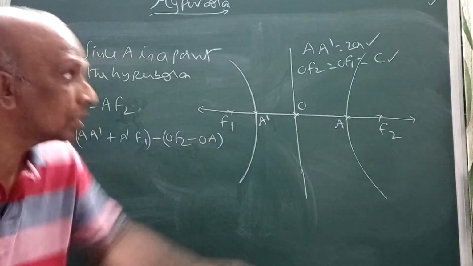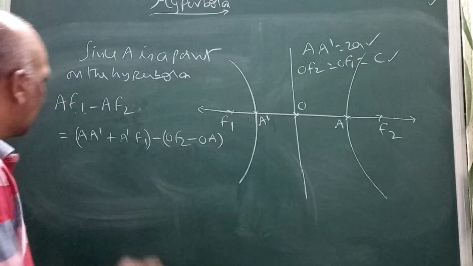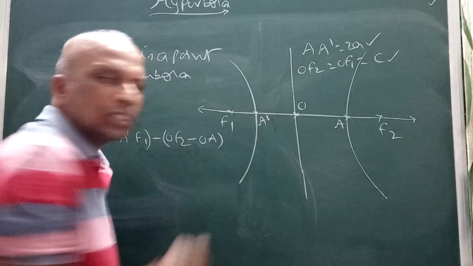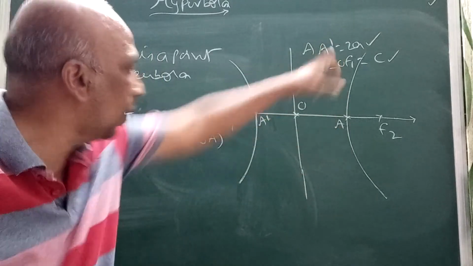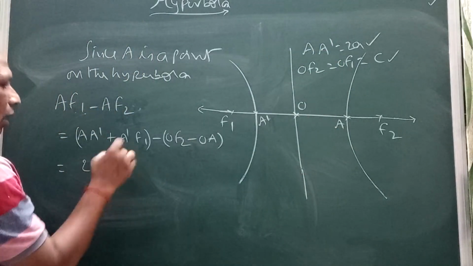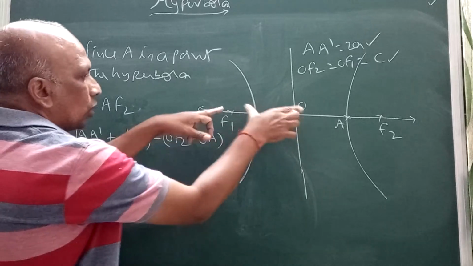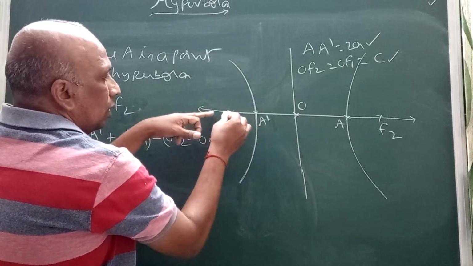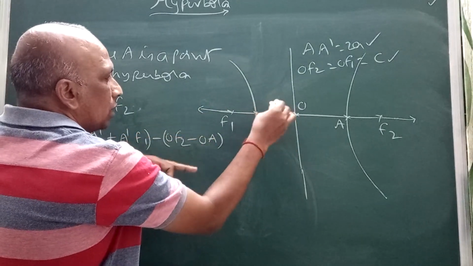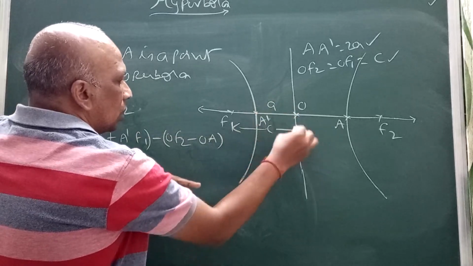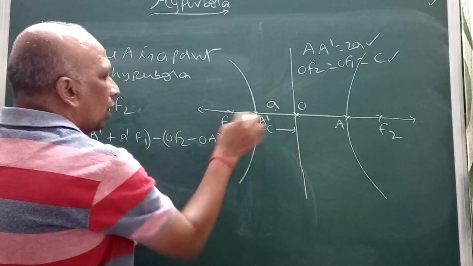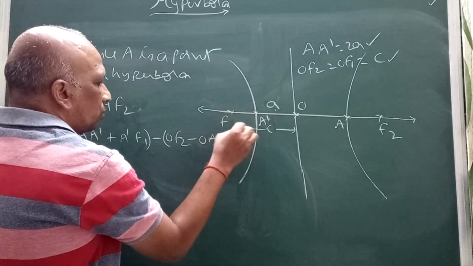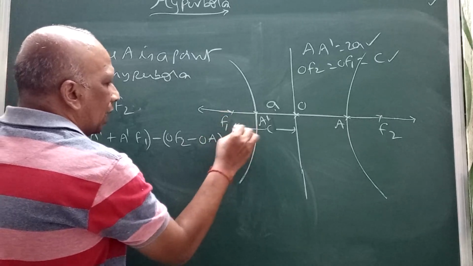We know that O F2 is C. You can see what is A A dash? A A dash is 2A, always fixed. The distance between A and A dash is 2A, right? What about this other distance? We know this total distance is C. From C, remove this A. This is A, right? This total distance is C. So I want only A dash F1, right?